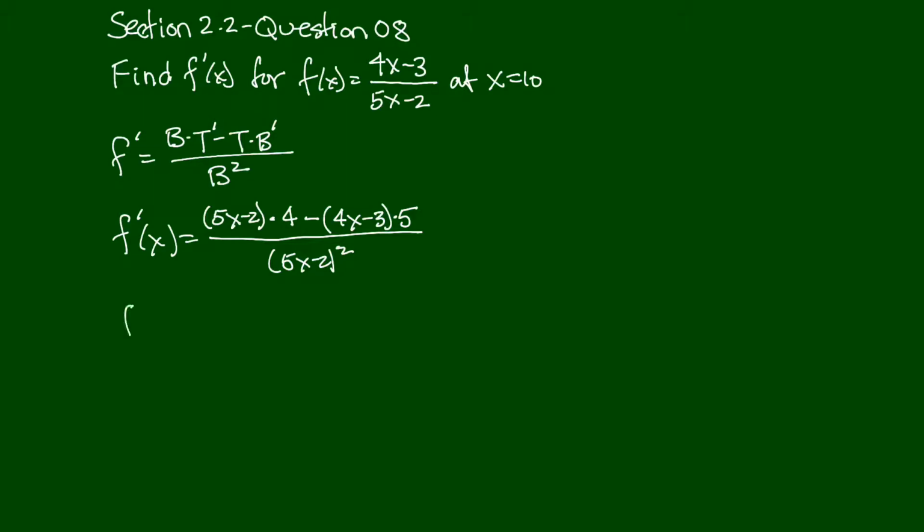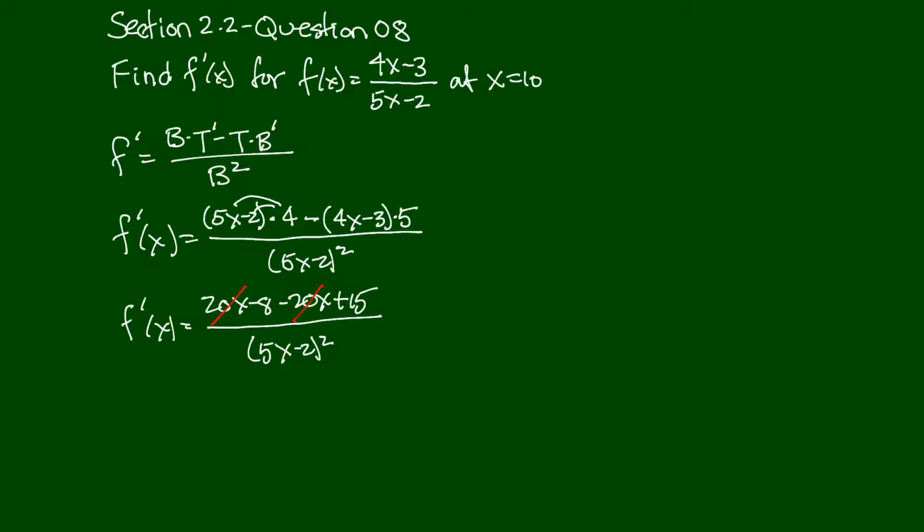So let's multiply through, distribute. So we will get f prime of x equals, over here, 20x minus 8. And then here it's going to be a negative 5. Negative 5 times 4 is minus 20x. And then minus the negative is plus 15, all over that 5x minus 2 squared. And because we have a linear over a linear, you'll notice that 20x minus 20x goes out.